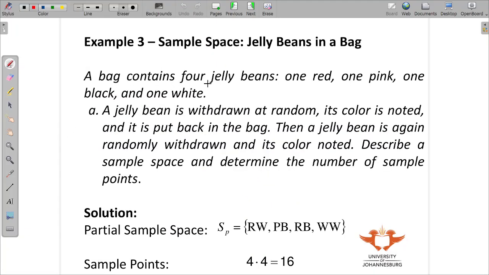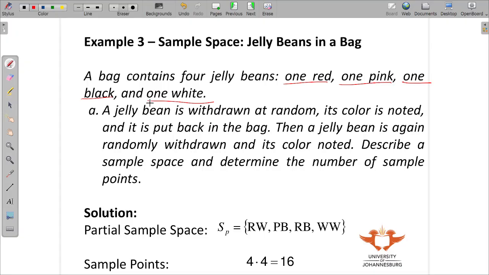Now, a bag contains 4 jelly beans: 1 red, 1 pink, 1 black, and 1 white. A jelly bean is withdrawn at random. Its color is noted and it is put back in the bag. It is put back. You see, that is with replacement.